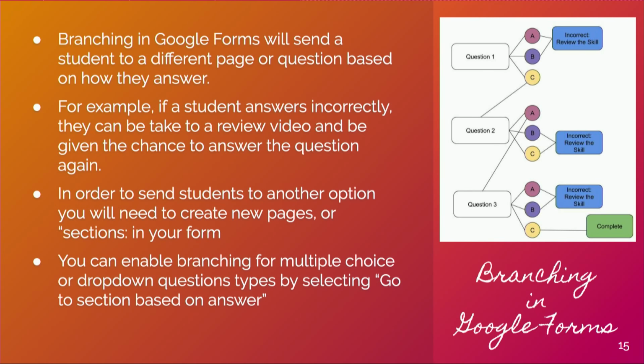Okay. Also, you can enable branching for multiple choice or drop-down questions by selecting the Go to section based on answer option. So we'll talk about that. But please know that this is limiting in the types of questions that you're asking based on going to a section based on answer. So it is limiting to multiple choice or drop-down questions, and it's not available for short answer or long answer.